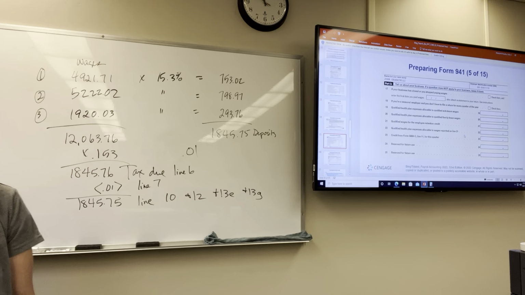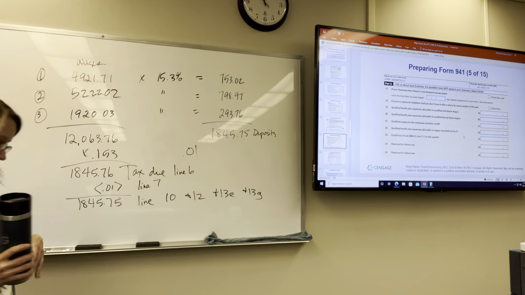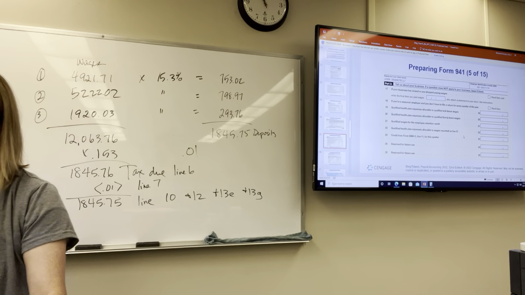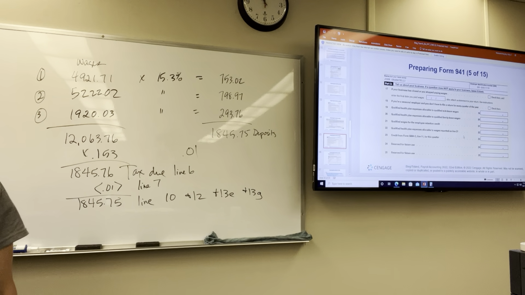Enter the final date that you paid wages and attach a statement to your return. So if the business closed down, or we sold the business and the new owners renamed it, whatever. Some sort of explanation for that.